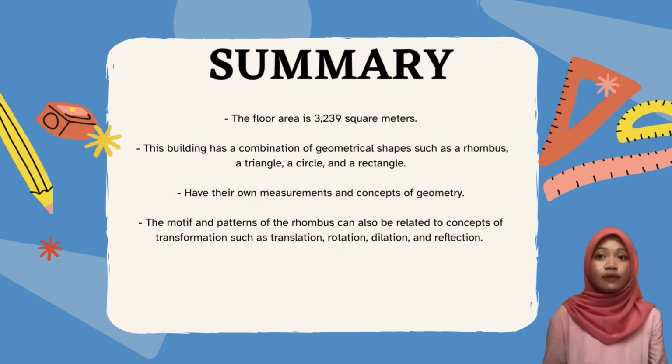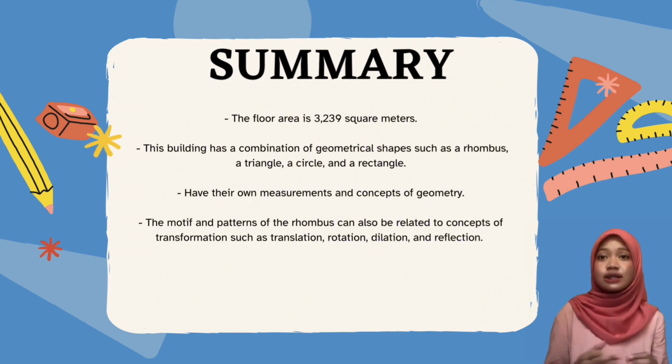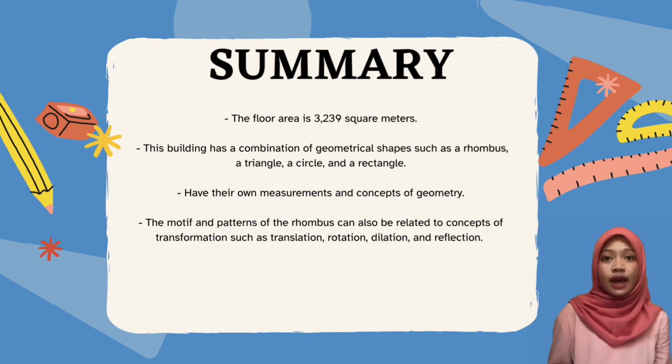The floor area of this museum is 3,239 square meters. This building has a combination of geometrical shapes such as a rhombus, a triangle, a circle, and a rectangle, which can be found at the door or all around the museum. For example, a rhombus and a triangle can be found at the door of the museum and have their own measurement and concept of geometry. The motif and the pattern of a rhombus can also be related to the concept of transformation such as translation, rotation, dilation, and reflection.